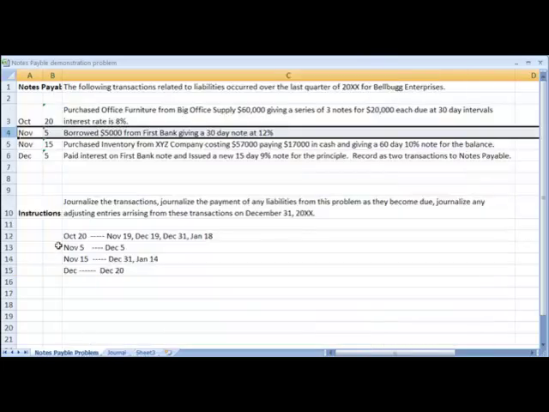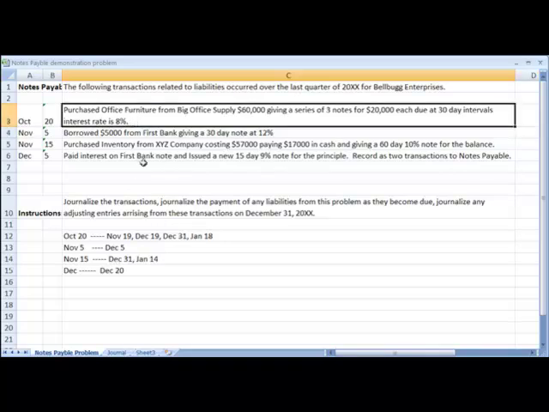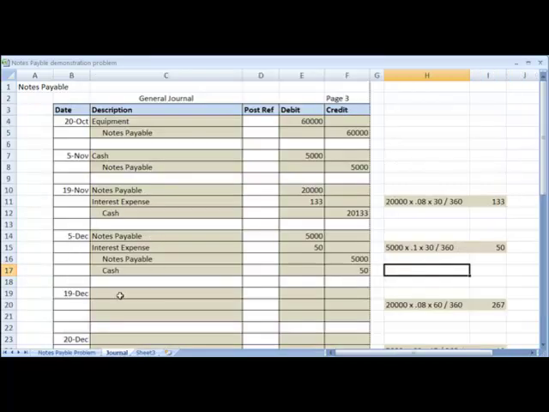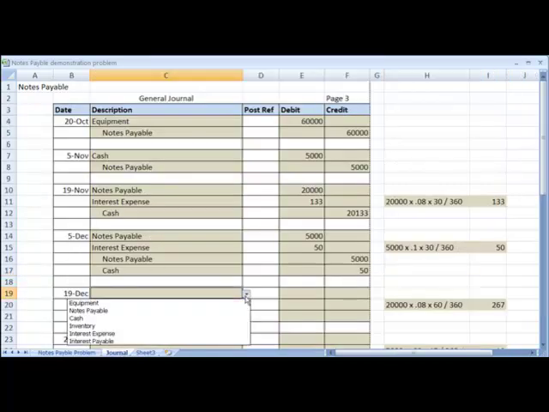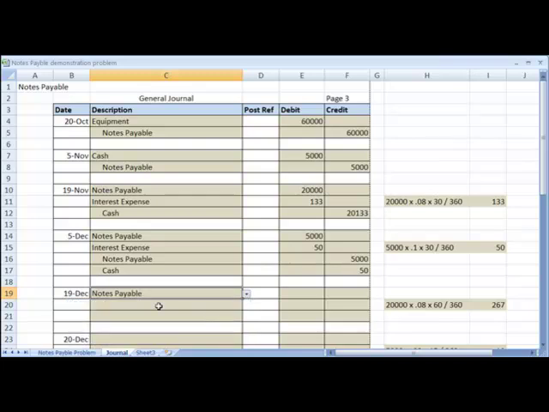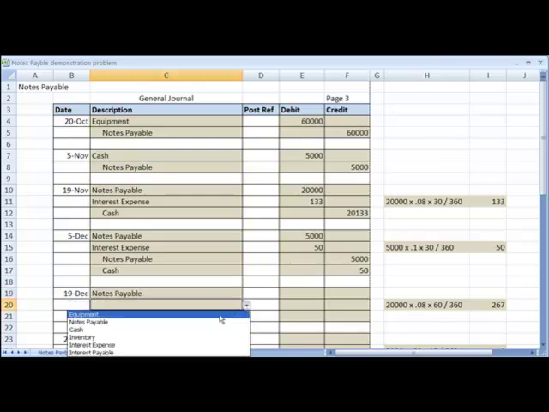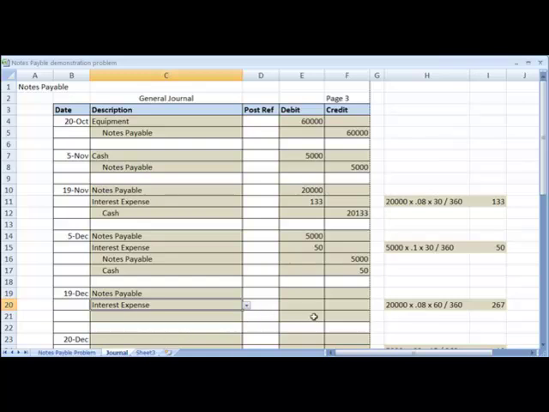If we look at the next date that pops up, we've taken care of this one, and this one is December 19th, and that is where, again, the second in the series of three notes that we issued for this office equipment, or office furniture rather, becomes due. And so this is December 19th, and the first thing we're going to do is get rid of another note payable, and then we have to calculate our interest expense on that particular note.